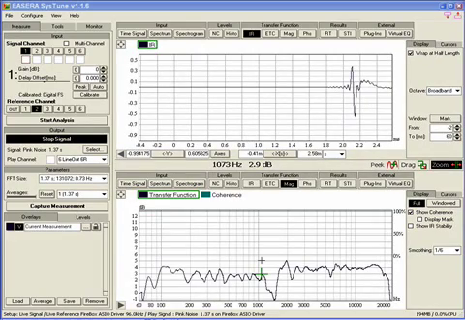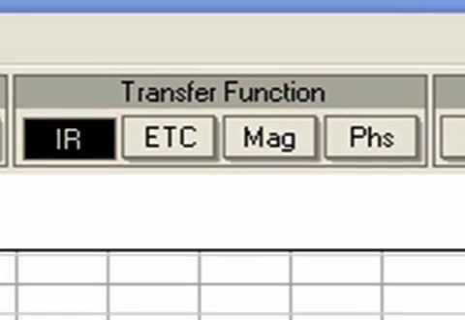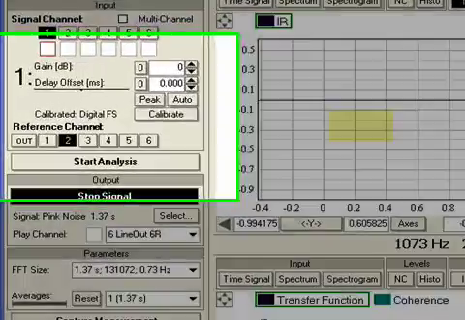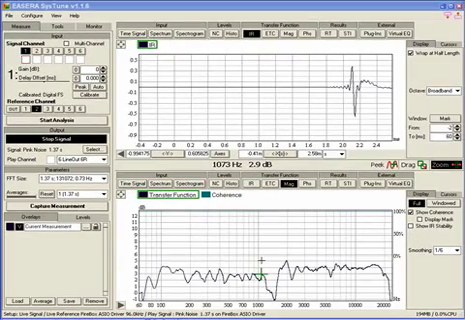The next thing we need to do is establish our channel offset time by using the SysTune real-time impulse response display. Today I will use auto mode for demonstration purposes. When I push the auto button, SysTune will lock onto the peak of the impulse response and insert that value as the delay offset between the measurement and reference channels. This is a very useful feature when you need to work in a hurry and will be moving your measurement microphone quite a bit. Let's do that now.